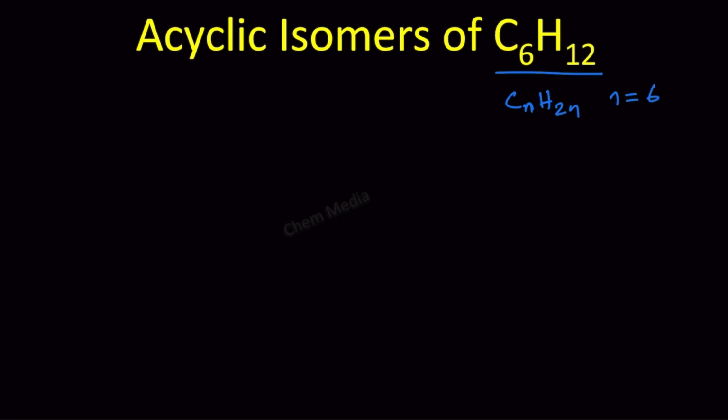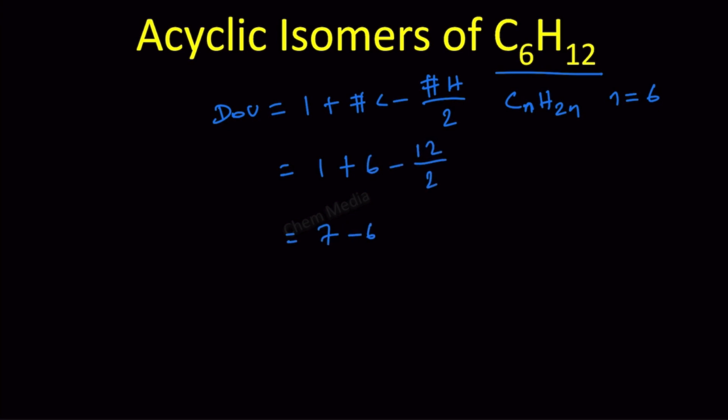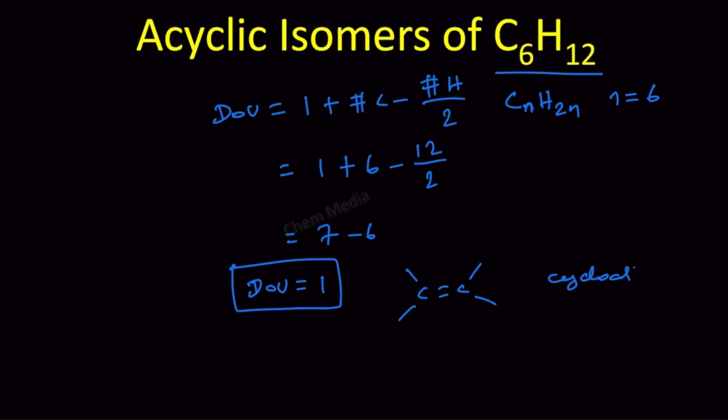The degree of unsaturation for this elemental composition is 1, which we can prove: 1 plus number of carbon atoms minus number of hydrogen atoms by 2, therefore 1 plus 6 minus 12 by 2, therefore 7 minus 6, and that is equal to 1. So this means that both alkenes as well as cycloalkanes are possible, but we are not going to write down cycloalkanes right now. We are just going to write down all the isomers that contain a carbon-carbon double bond.